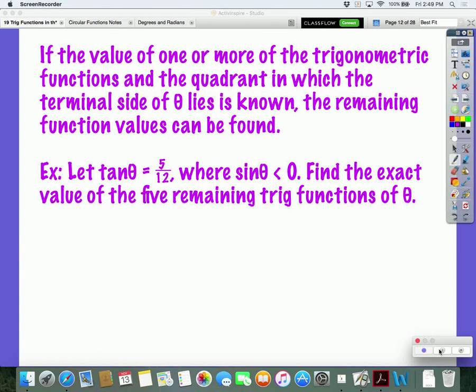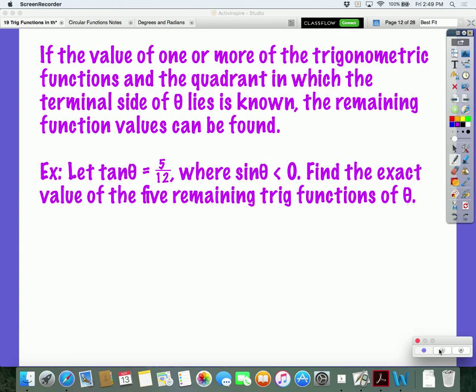Continuing forward, if the values of one or more trigonometric functions and the quadrant in which the terminal side of theta lies are known, then the remaining function values can be found. Okay? So, similar to what we were doing back in lesson 17 with your right triangles, this time not only are you given a trig ratio, but you're also given another stipulation that sine theta is less than 0. Meaning the value of sine has to be less than 0, so it has to be negative.